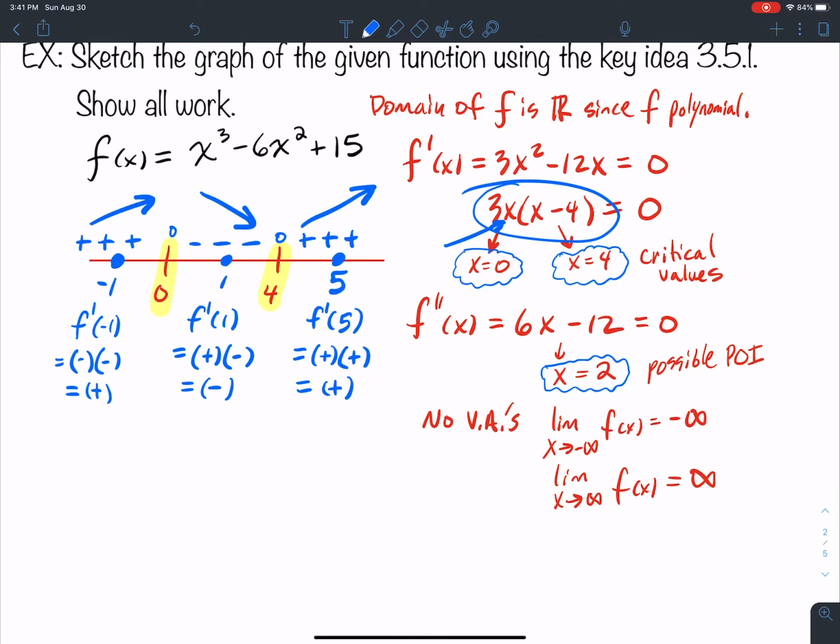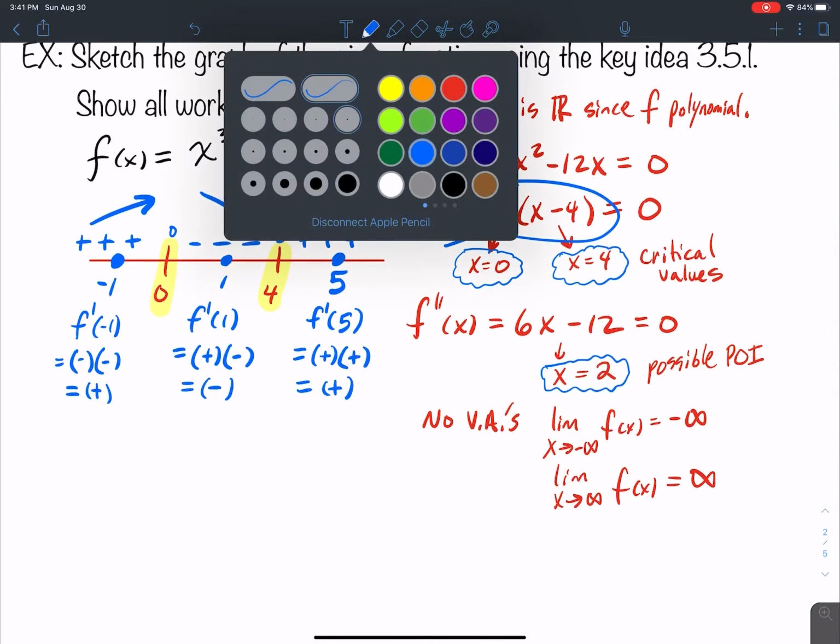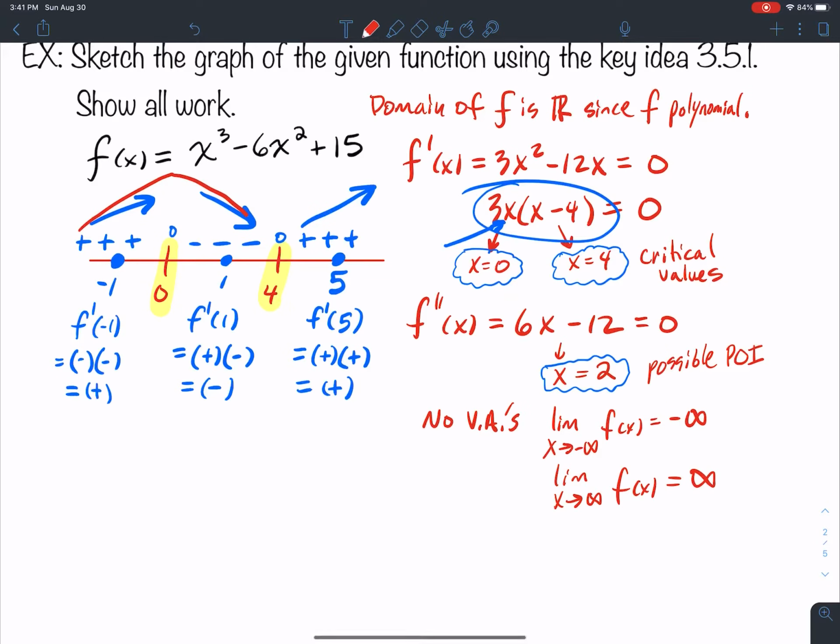So, what does that tell me? If I'm going up and then I turn to go down, that's a relative max. So I have a relative max at what? At x equal to 0. And then if I'm going down and then I turn to go up, that means I'm going to have a relative min at x equal to 4. Okay? Now that handles where we're increasing, where we're decreasing.